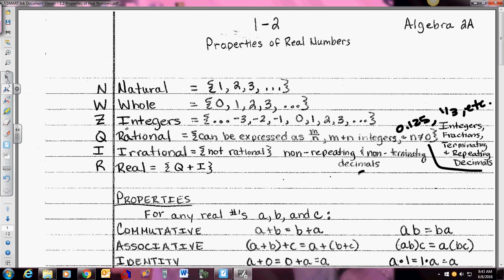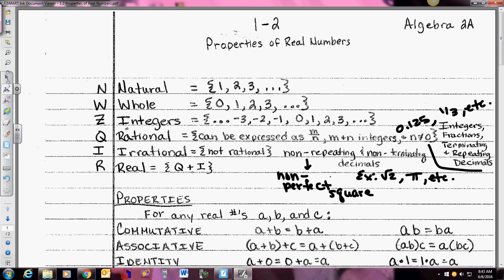So for example, square root of 2. If you plug that in your calculator, that's not repeating, it's not terminating, it doesn't repeat, it doesn't stop. Pi is a common one that people think of, right? 3.14159 dot, dot, dot. That means it doesn't repeat, it doesn't stop. Okay? Another way to think of these is a non-perfect square. So square root of 2, square root of 3, square root of 4. No, square root of 4 is a perfect square, right?